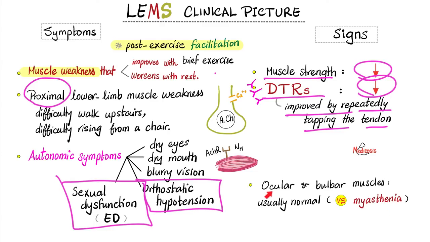Myasthenia gravis can affect the muscles of the eye and the eyelid, and myasthenia can have bulbar motor weakness. But this is not the case with Lambert-Eaton. Most patients with Lambert-Eaton do not have ocular symptoms or bulbar muscle weakness.